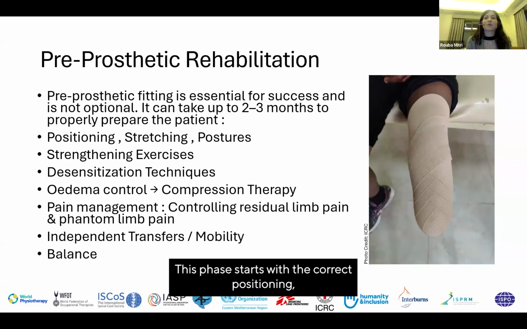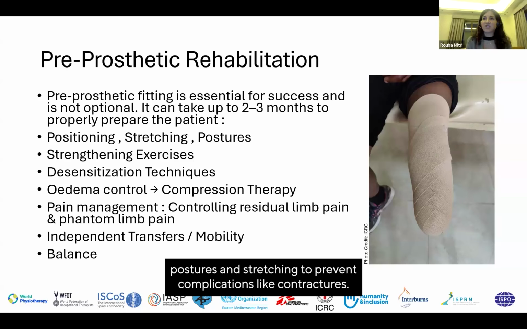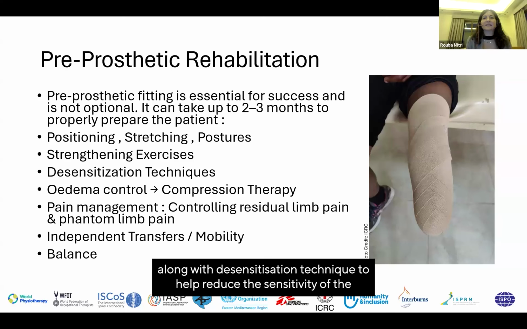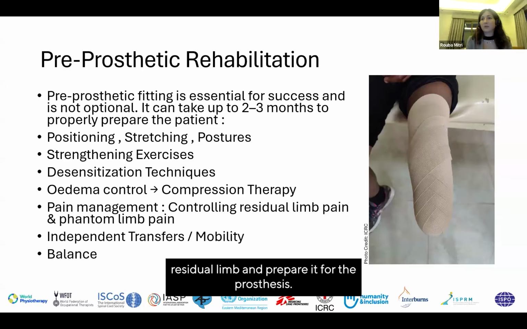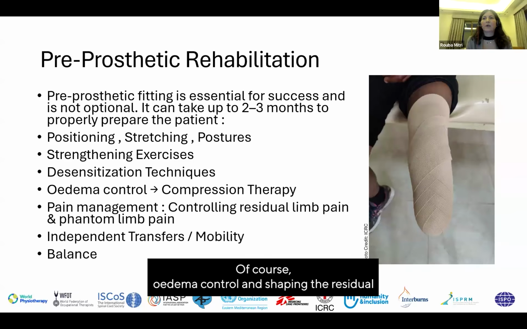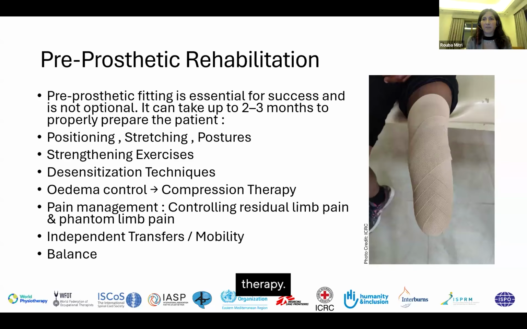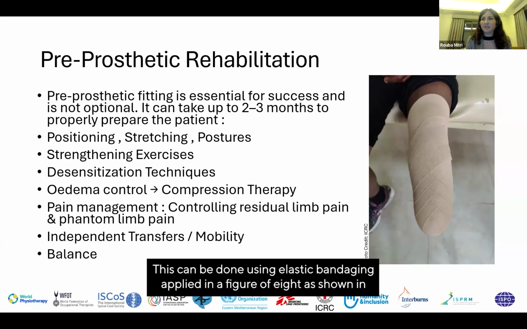This phase starts with the correct positioning, postures, and stretching to prevent complications like contractures. We also work on strengthening exercises to prepare the body for using prostheses, along with desensitization techniques to help reduce the sensitivity of the residual limb and prepare it for the prosthesis. Of course, edema control and shaping the residual limb are very important. And this is usually achieved through compression therapy. This can be done using elastic bandaging applied in a figure of 8, as shown in the picture.